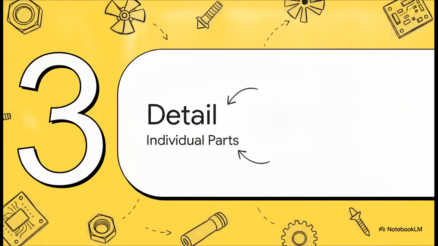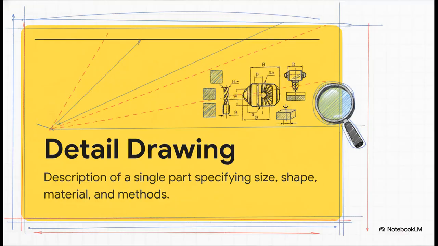Which brings us to Section 3, Detailed Drawings. A detailed drawing is your absolute micro view. It completely isolates one specific individual piece with 0 distractions. No other components are shown. It uses lines, notes, and symbols to spell out the exact characteristics of that one single part: its size, its shape, the material, and even the exact methods used to manufacture it.